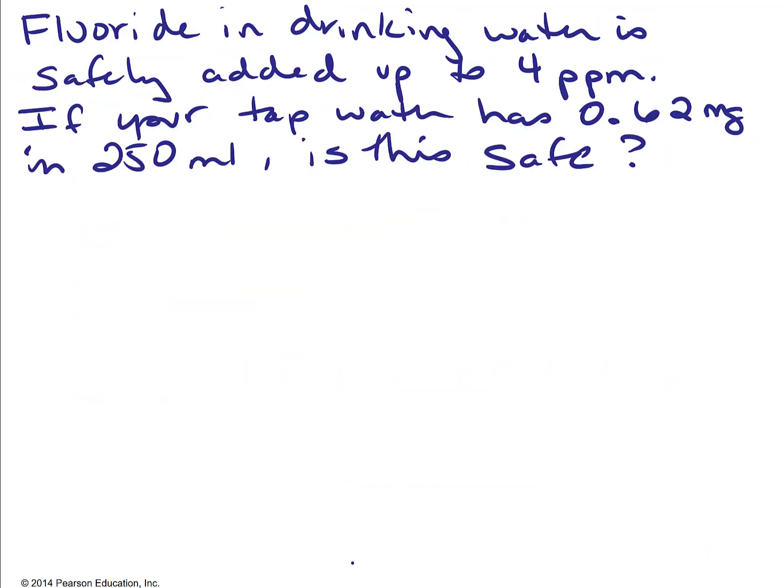Okay, so this one's fluoride. Fluoride in drinking water is safely added up to 4 parts per million. So if your tap water has 0.62 milligrams of fluoride in 250 mils, is this considered safe? Anything over 4 parts per million is not. This is a fluoride salt. Fluoride is added to drinking water because it helps make your enamel, the hardest covering of the body, the covering on your teeth, more resistant to acid breakdown.